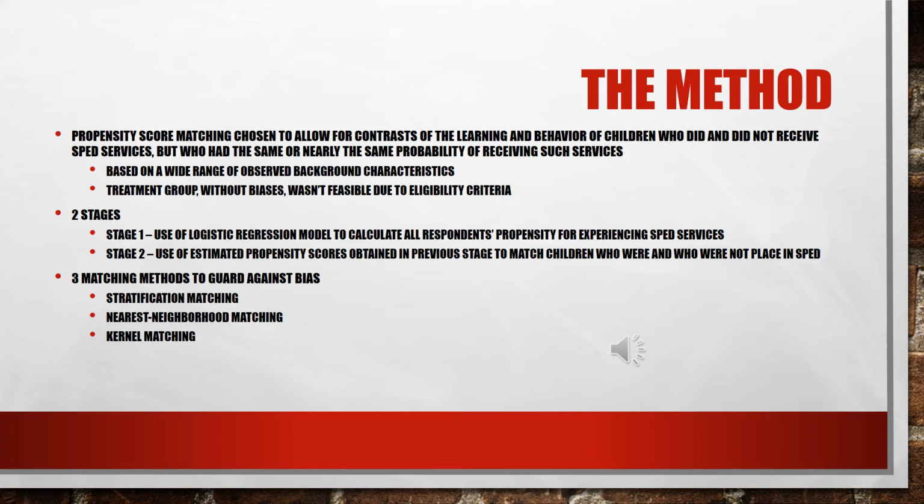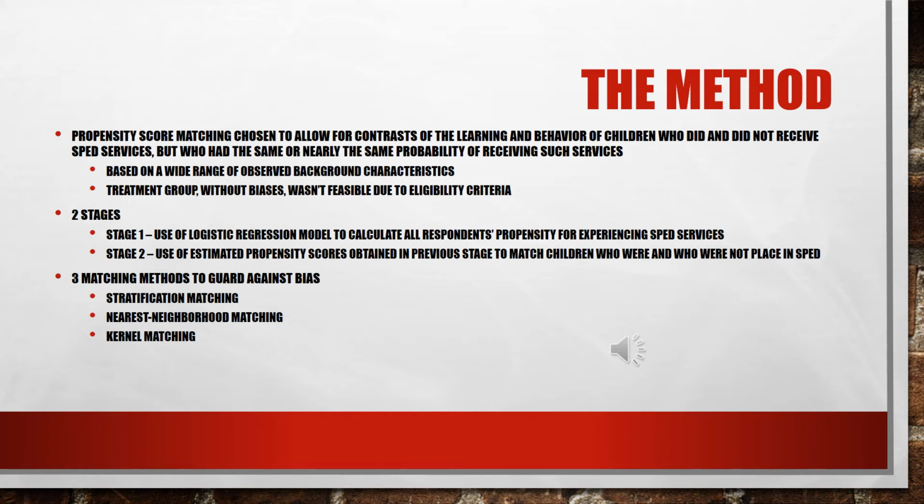Stratification matching uses all treatment and control cases. The full range of sample members' propensity scores are divided into propensity score strata, which includes treatment and control cases with the same or nearly the same propensities for receiving the treatment. Nearest neighbor matching uses estimated propensity scores to pair cases in the control and treatment groups on the basis of their likelihood of experiencing the treatment. Control cases not matched to a treatment case were excluded.